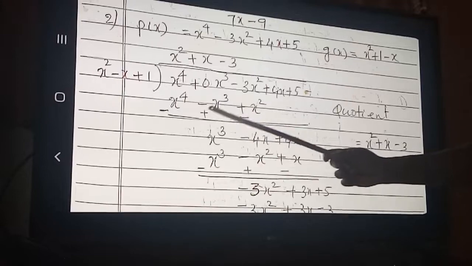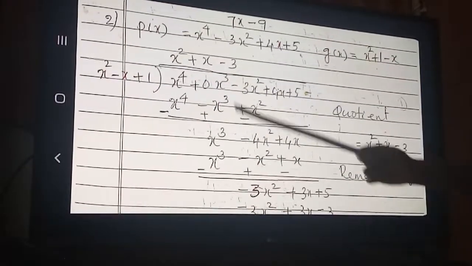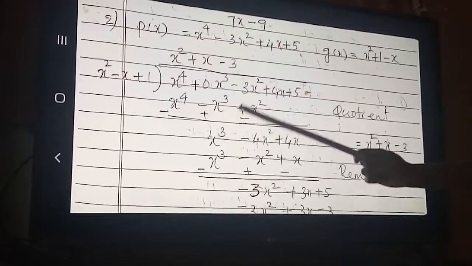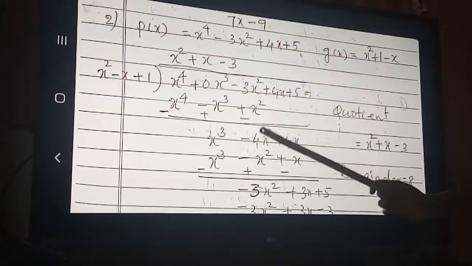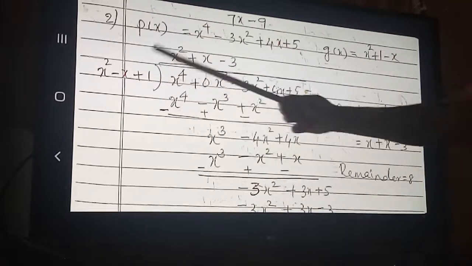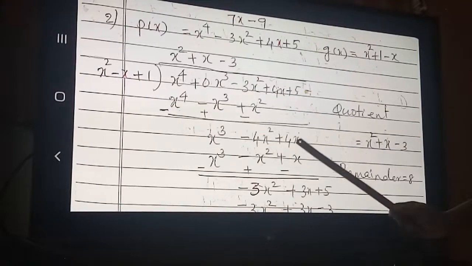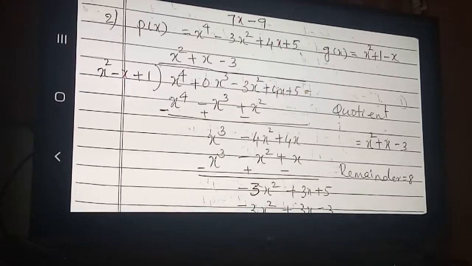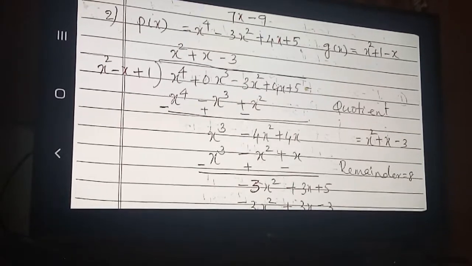Change the sign and add them. x raised to 4 minus x raised to 4 cancelled. 0, plus x cube plus x cube only will come. Minus 4 minus 1, minus 4x square. And I told you here 3 terms are coming. Here also we need 3 terms. So next the 4x term, bring down. It is a very simple method I am explaining, so that very easily you can catch up.